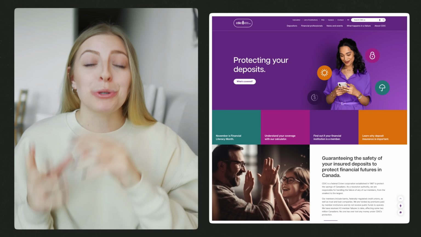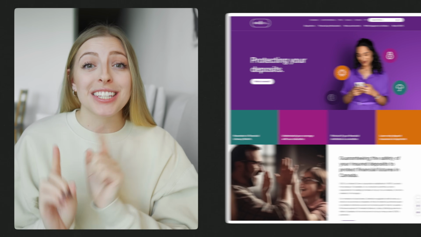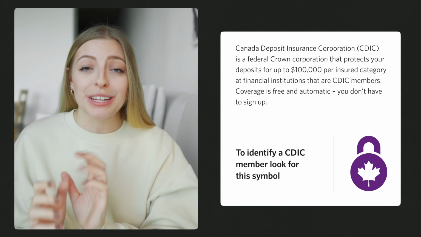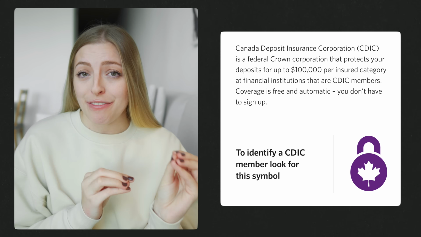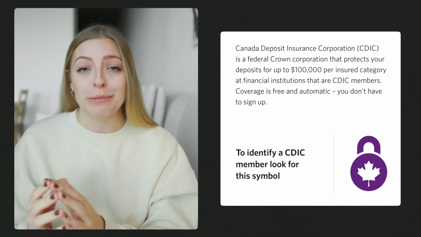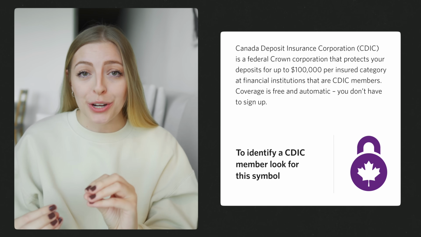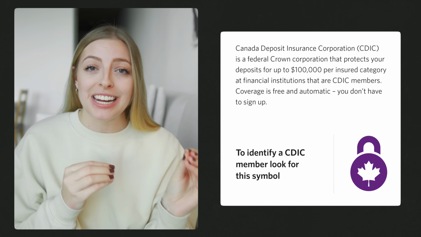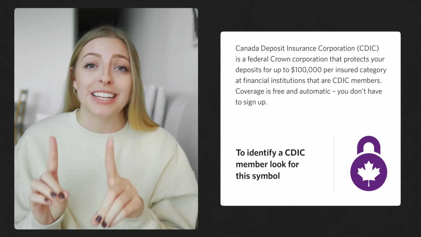Now, the last thing that we want to touch on when it comes to checking accounts is the protection that your money has that you keep inside of your checking account. Like I mentioned earlier, we're working with CDIC on this video. CDIC is a federal crown corporation that was created by Parliament in 1967 to insure eligible bank deposits up to $100,000 per category that are held at any of their member Canadian financial institutions or federally regulated credit unions.